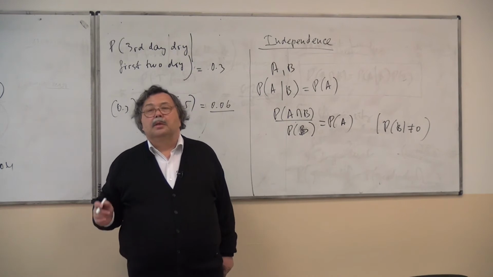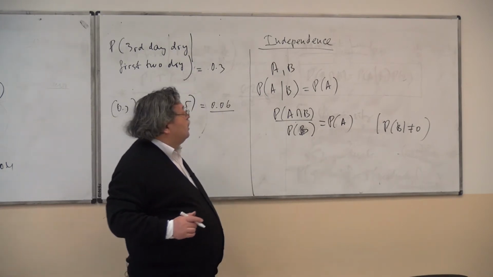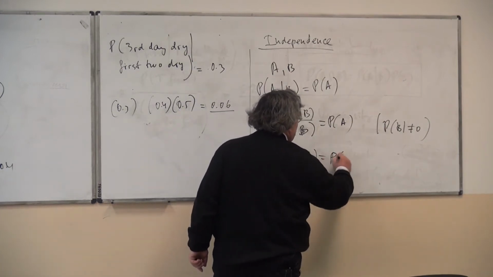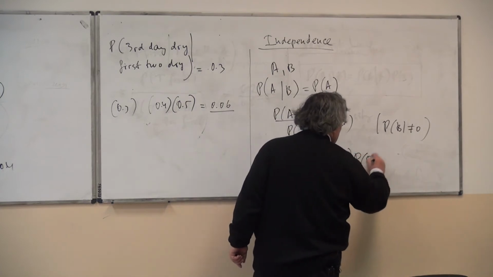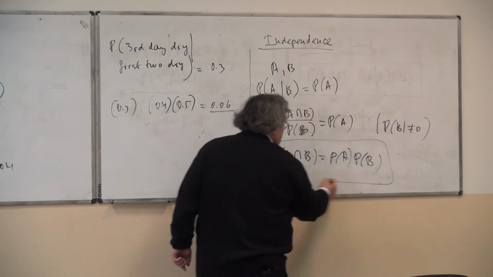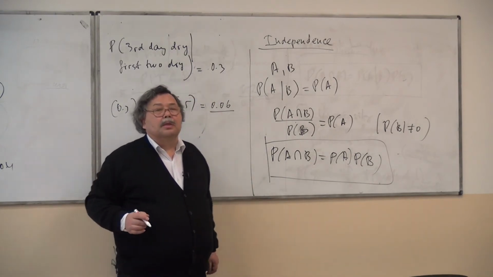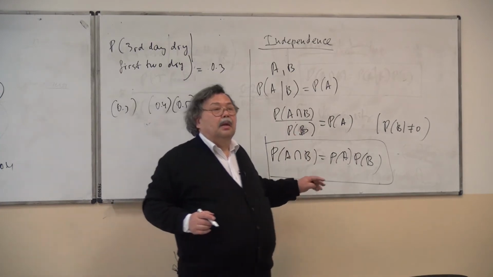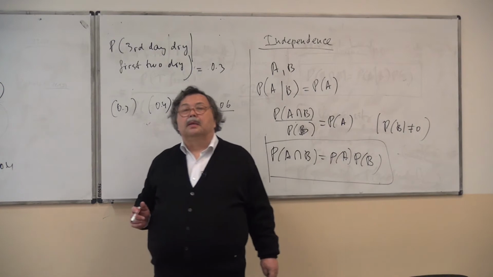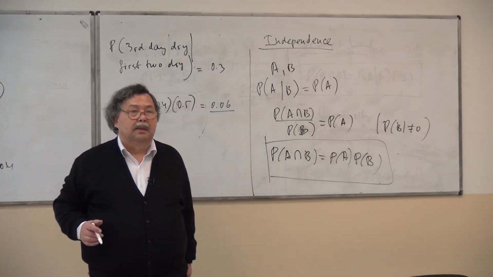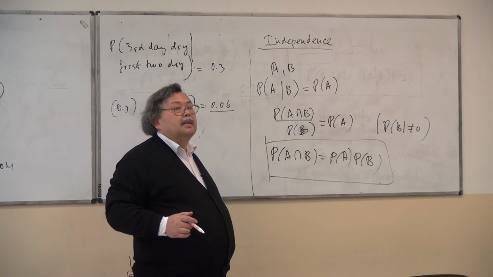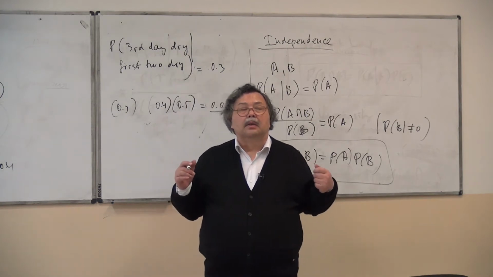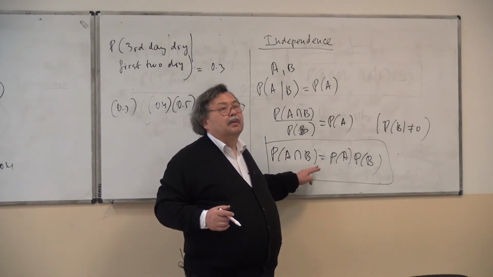And we get a more general formula if we multiply each side by the probability of B, and then we get this. Well, these two formulas are almost equivalent, but this one doesn't work if the probability of B is 0, and this one can be applied to any events, including events that have 0 probability. Now, this is accepted as the definition of independence. So now, two events are called independent if this formula is true.